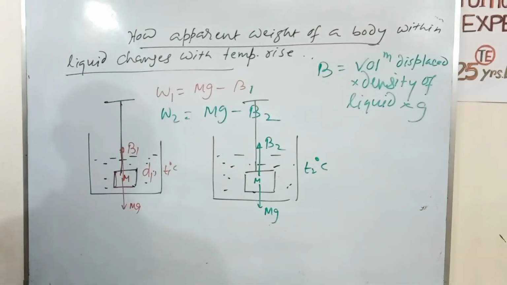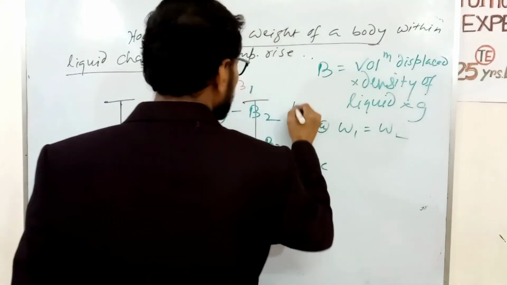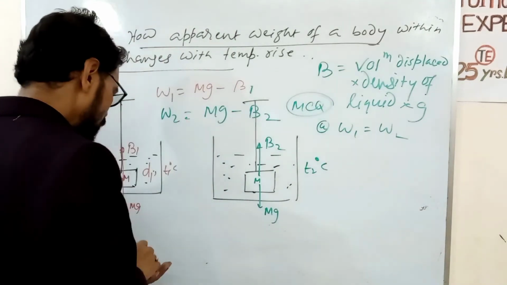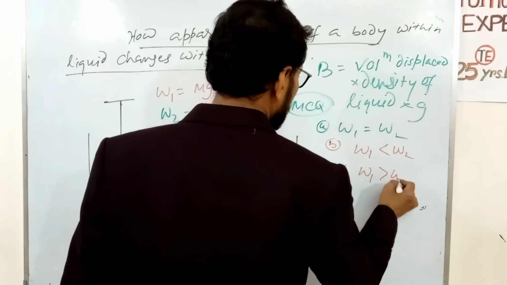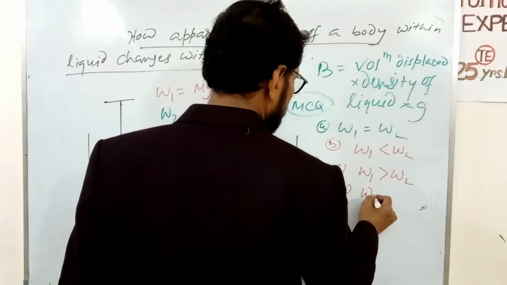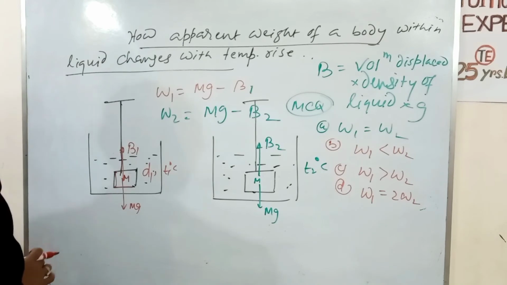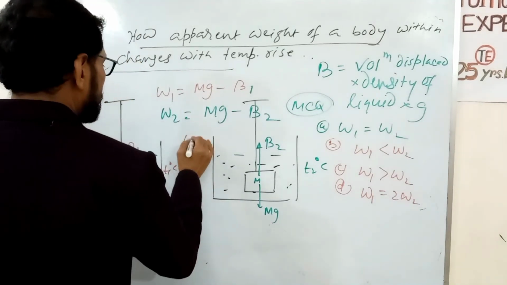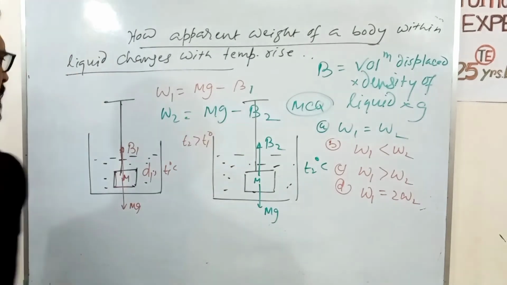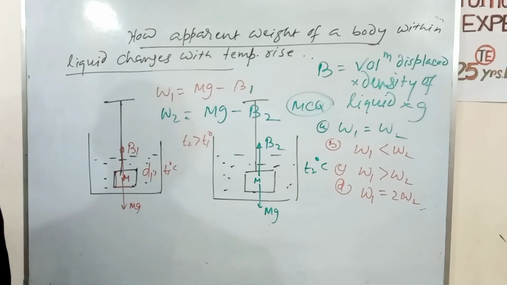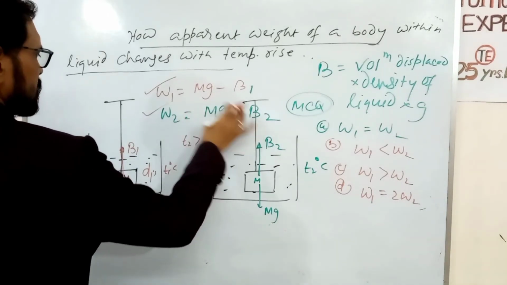So W1 and W2, which is more? The question is an MCQ: W1 equal to W2, or W1 less than W2, or W1 greater than W2, or W1 equal to 2W2. So if the temperature T2 is greater than T1, that is the liquid is heated, what happens to the apparent weight of the body? Here W1 equals this and W2 equals this. Now we have to relate W2 and W1.